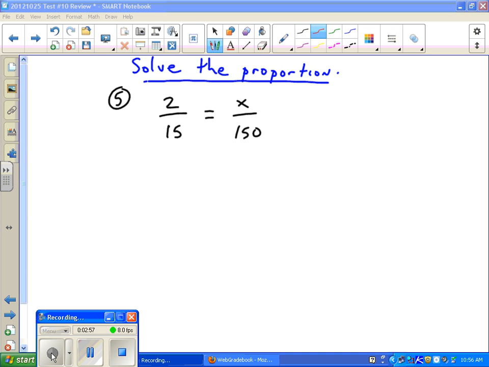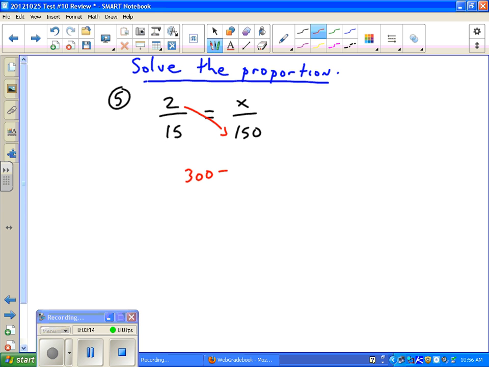Okay, number 5, we're solving the proportions. You have 2 over 15 equals x over 150. With these, you want to cross multiply. You can undo divide by 150, but it's a lot simpler to cross multiply. That means multiply the numerator by the denominator, in this case 2 times 150, which is 300, equals 15 times x, or 15x. Then that says 15 times x, so divide by 15. You have to do the same thing on both sides. And x's value equals 20.